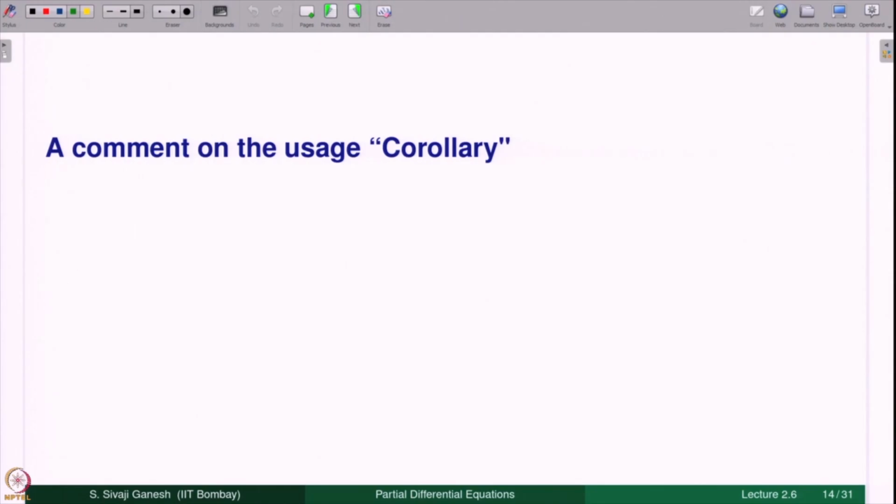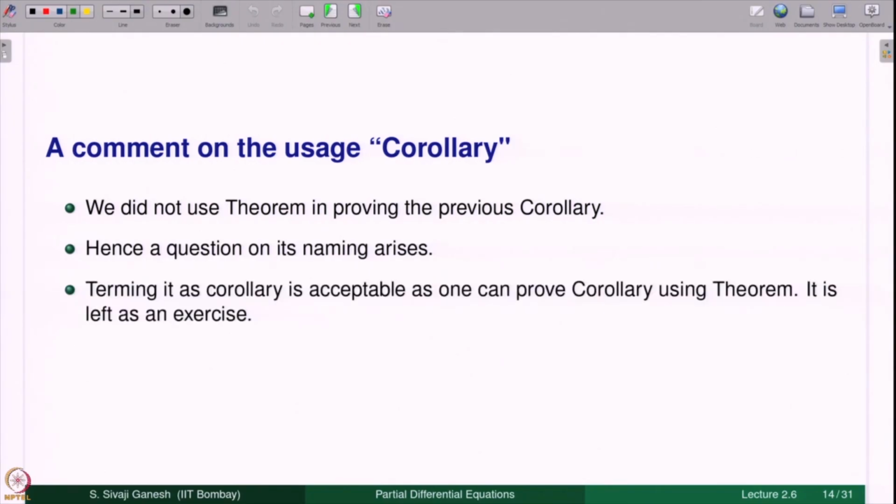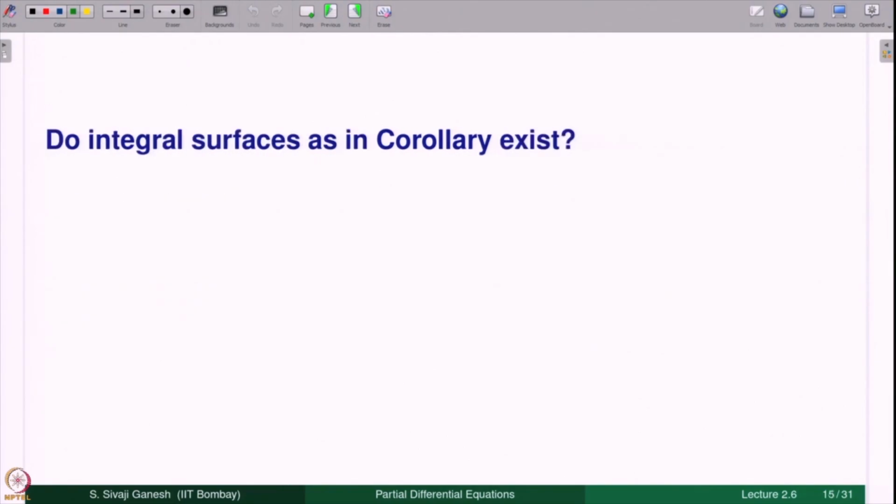Now, in the proof we have not used the theorem, therefore, why do we use the word corollary? So, this question arises. Terming it as a corollary is acceptable as one can prove a corollary using the theorem. You can use the theorem and prove the corollary, that is left as an exercise to you. We have seen one proof, the other proof uses the statement of the theorem directly, and that is left as an exercise.